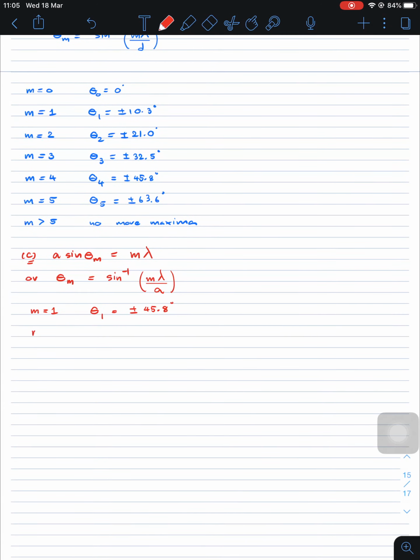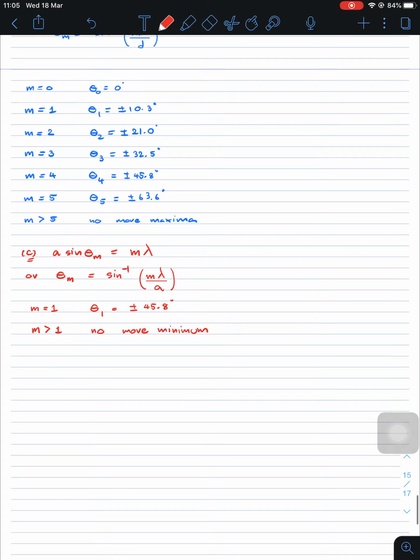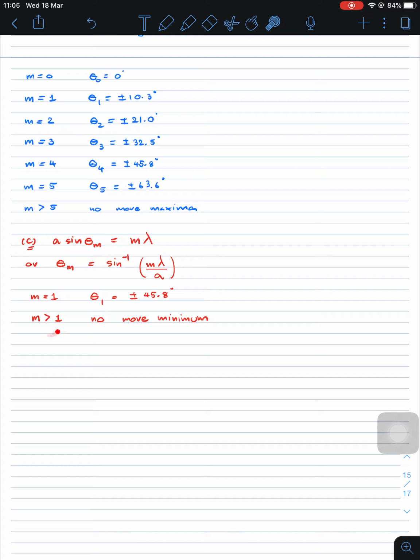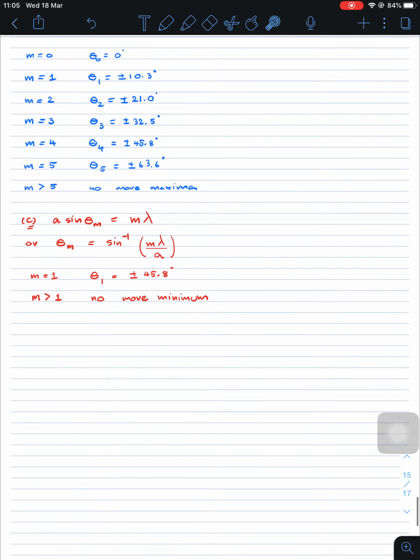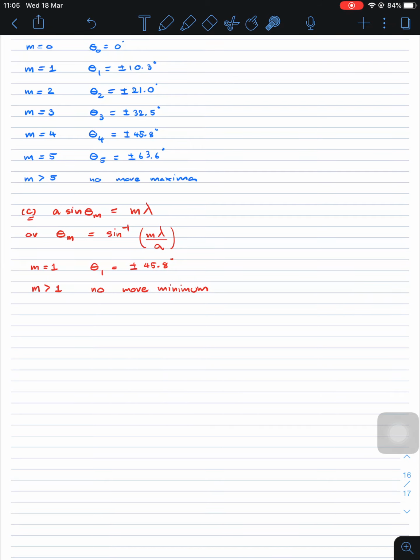Okay, but now if m is greater than 1, again, no more minimum. Why say that? Because if you plug in m equal to 2 in this equation, you will get this term to be greater than 1. But we know that the sine of θ must be less than 1, so there's no solution for θ. It means that we don't have any more minimum here.